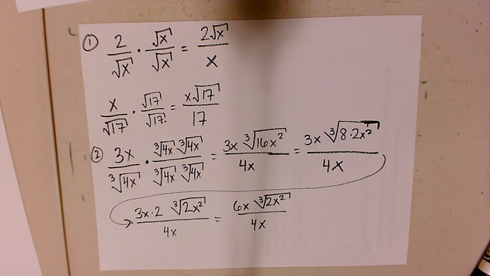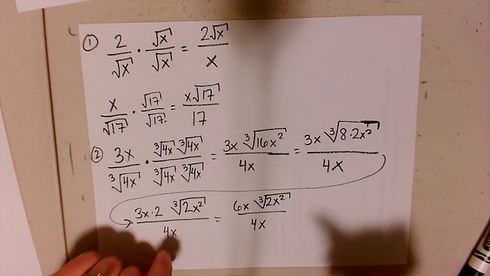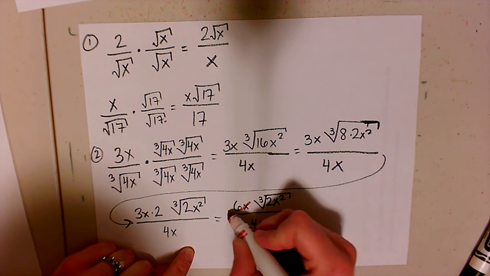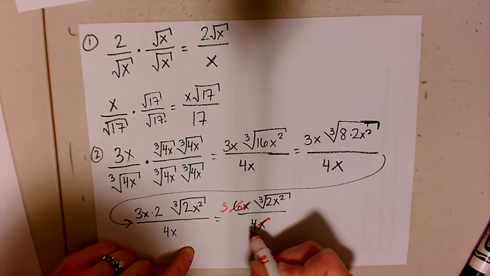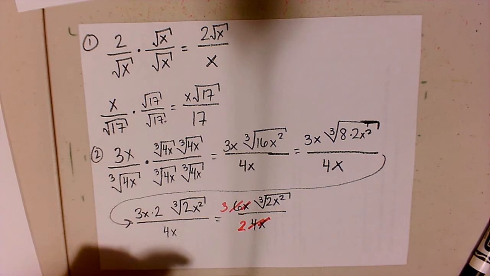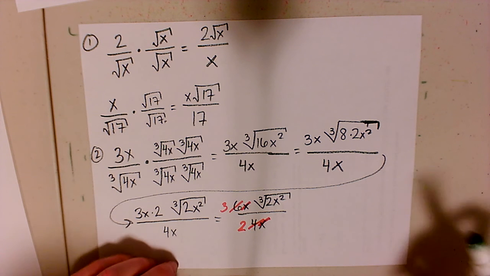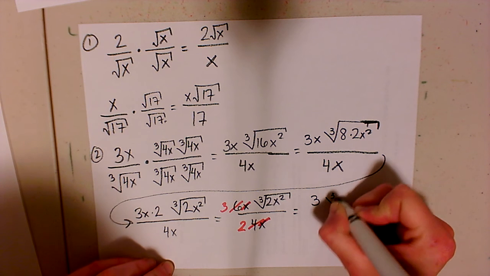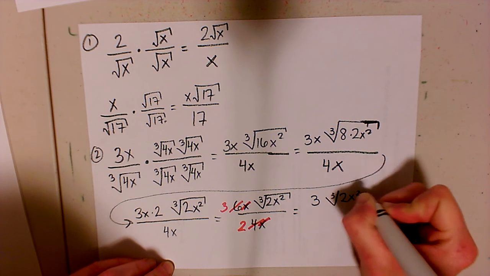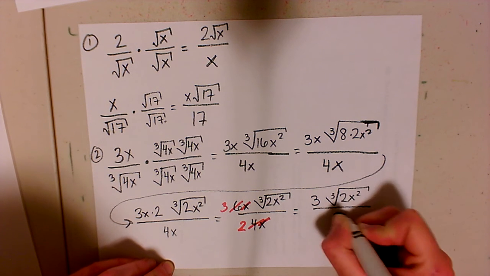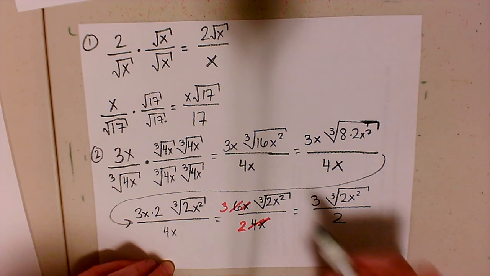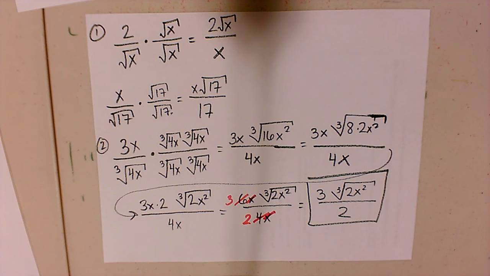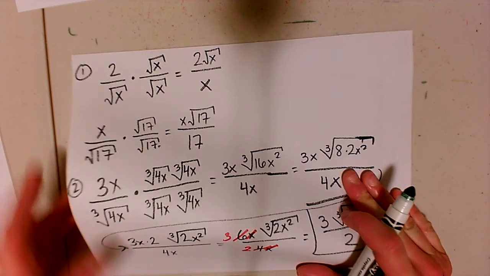Then we can simplify between the 6x and the 4x. These x's will cancel. This 6 we can divide by 2, and that turns into 3. This 4 we can divide by 2, and that turns into 2. So what we end up getting for our final answer is 3 times the cube root of 2x squared all over 2, and it's as simple and as nice as you can make it. Okay, let's do another cube root example.